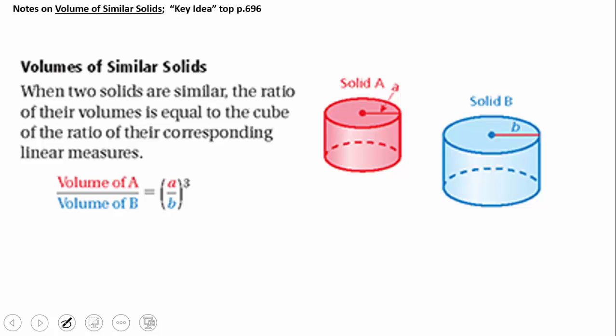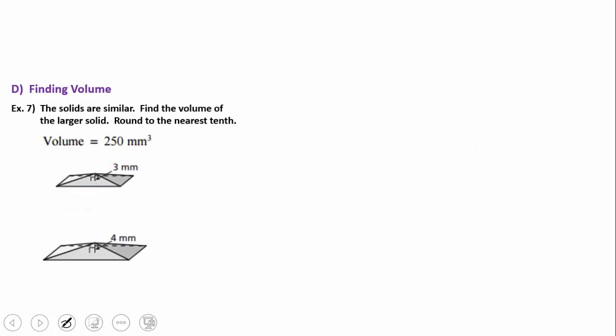Where do I square or do I cube? Well, if we're looking at surface area, area is always squared. And if we're looking at volume, volume is always cubed. So here we have another proportion where the volume of one figure to the volume of the other is equal to the ratio of the corresponding linear measures that are cubed. So let's just get right to a couple examples.